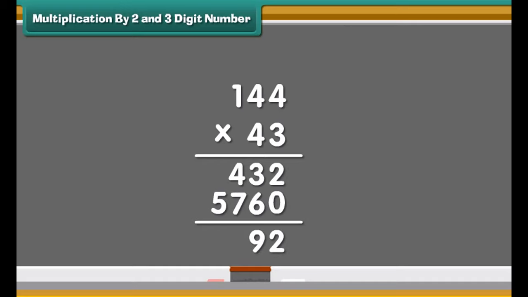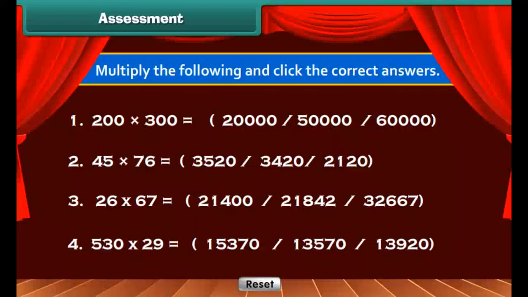Now add the two values. We get 6,192. So, 144 multiplied by 43 is 6,192. Multiply the following and click the correct answers.